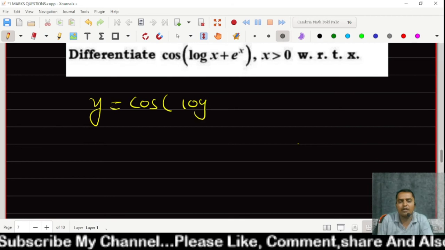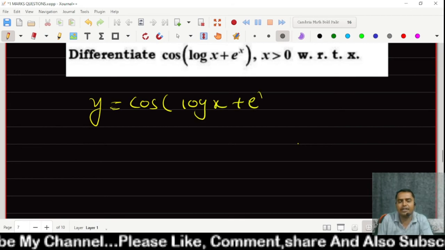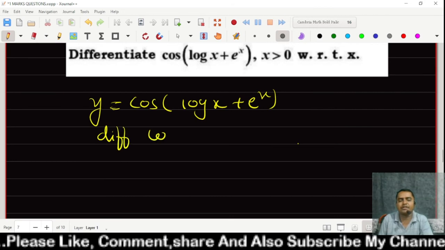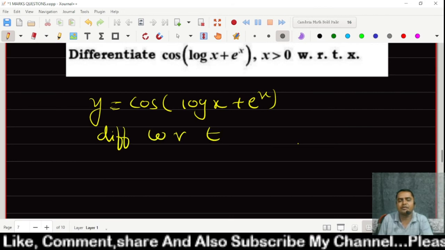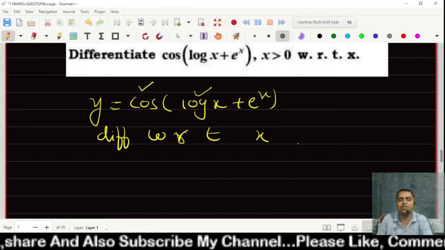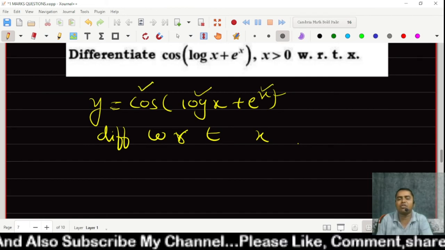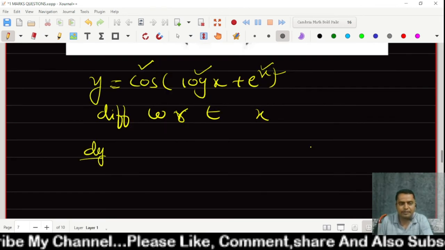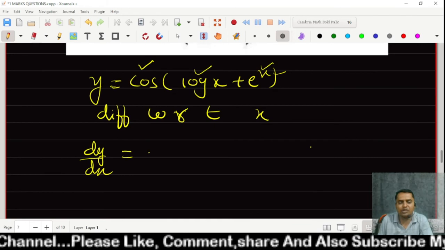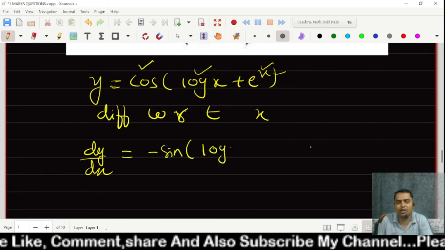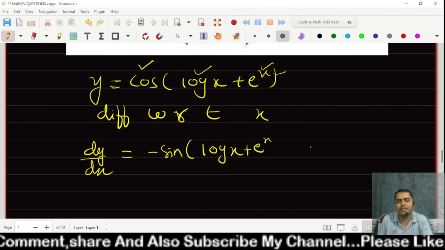Take y is equal to cos of (log x + e raised to x). Differentiate with respect to x. First the derivative of cos, then the derivative of log, then the derivative of e raised to x, then the derivative of x. Here dy by dx, the derivative of cos is what? Minus sine, write the bracket values as it is, log x plus e raised to x.